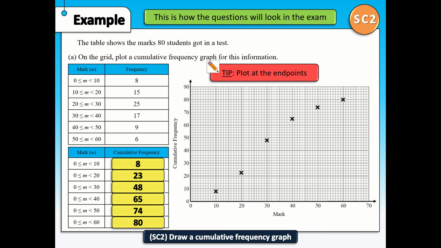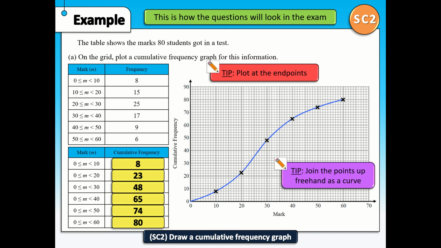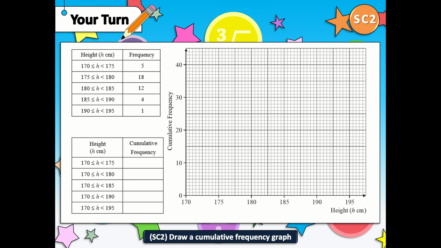Now that I've plotted all the points, I can draw a smooth curve, freehand, that goes through all the points. Remember, this needs to be a smooth curve, so don't use a ruler. And make sure to join the end up with 0, 0, or the corner of the graph. Here's a question for you to have a go at. Pause the video, and when you're ready to see what you should have done, press play.